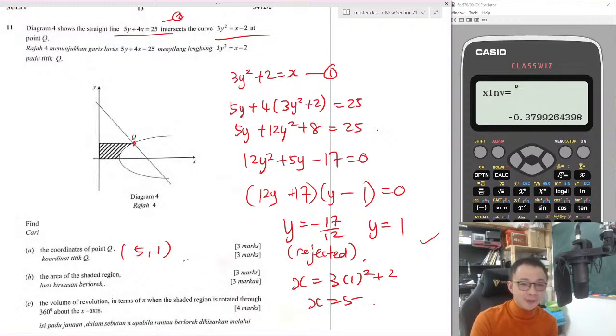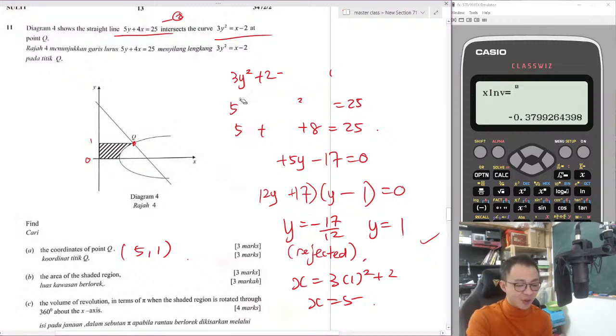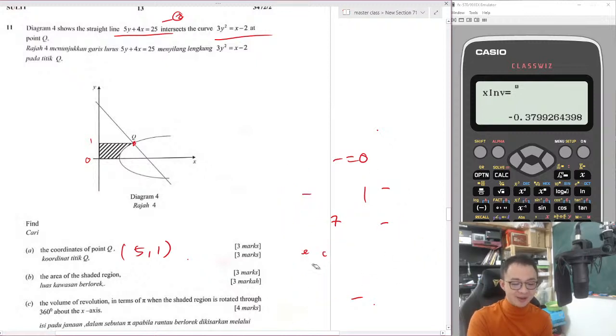Alright, the area of the shaded region. I want to find the area of the shaded region. I know this is 1, this is 0. It depends how you want to find it. You can go to the x-axis or y-axis, and both will give you the same result. But in this case, I try to do it toward the y-axis because it's quite easy that way.